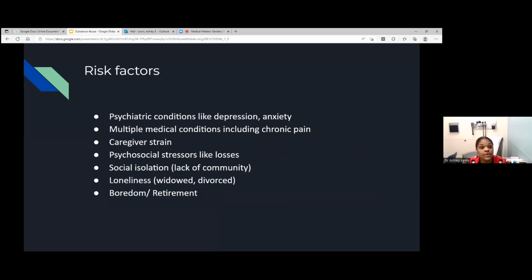Things that can increase your risk for substance use would be psychiatric conditions like depression or anxiety, when people say they are self-medicating with different substances to assist with their anxiety or depression. Multiple medical conditions, including chronic pain, caregiver strain, and psychosocial stressors like loss, social isolation, loneliness, boredom, and retirement.